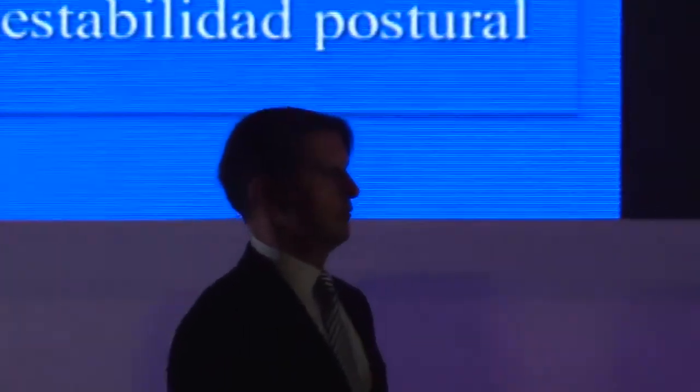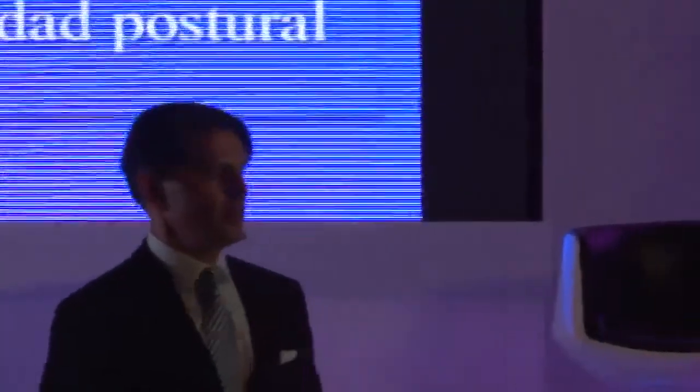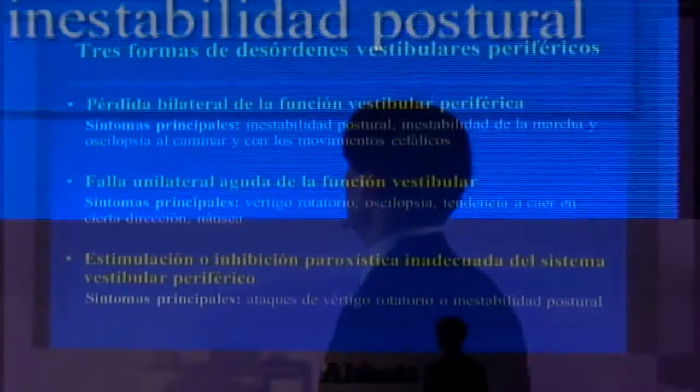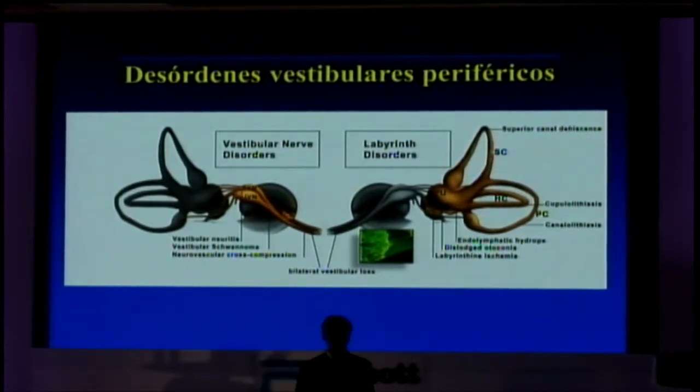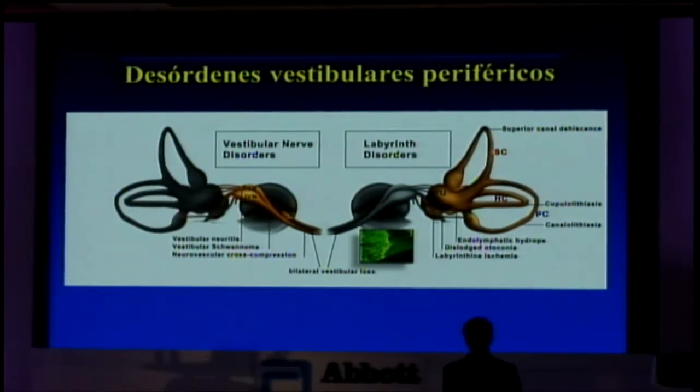Vestibular paroxysmia, vestibular migraine, BPPV, perilymph fistula. So these are the frequent ones. They're all characterized by attacks of vertigo. And here you also see an overview of the different types of peripheral vestibular disorders, and these are the topics we are now going to deal with.